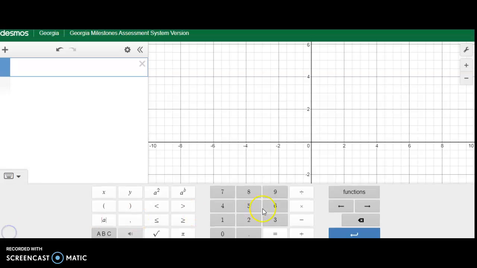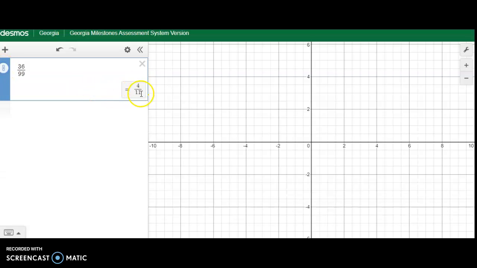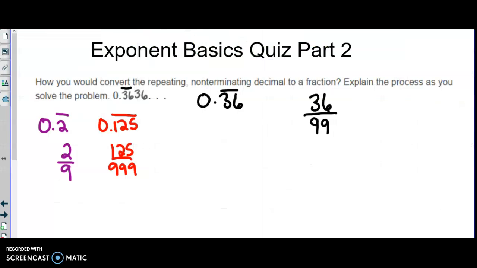If I type in 36 divided by 99, it gives me the repeating decimal, which is good. That's what I wanted, right? I wanted 0.36 repeating, but I'm trying to get a reduced fraction. So I'm going to go over here and hit the fraction button. And my most reduced fraction is 4 over 11.